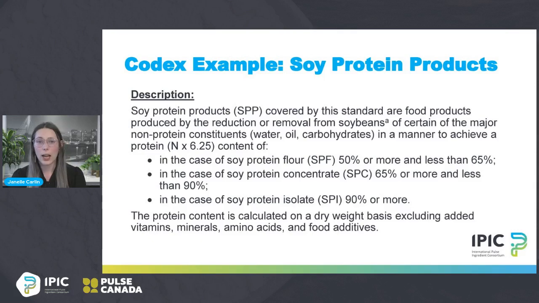Here then taking a look at soy protein products. In this case here, we're distinguishing differences in soy protein products based on their protein composition and indicating that method of analysis there. So using that nitrogen conversion factor of 6.25 to ultimately lead to that standard here. So we have soy protein flour, which has to be between 50 and 65% protein. Protein concentrate, 65 to 90. And then in the case of 90% or more is when you have a soy protein isolate.